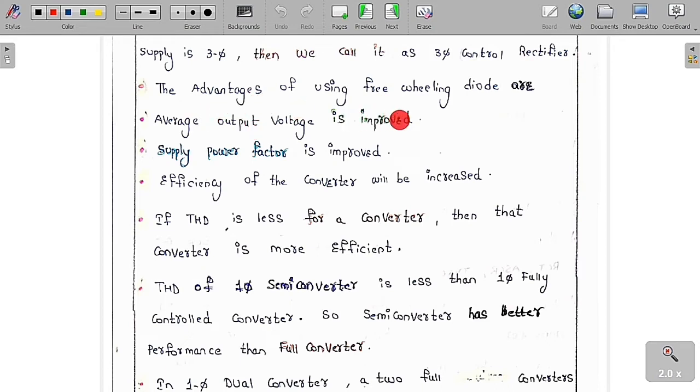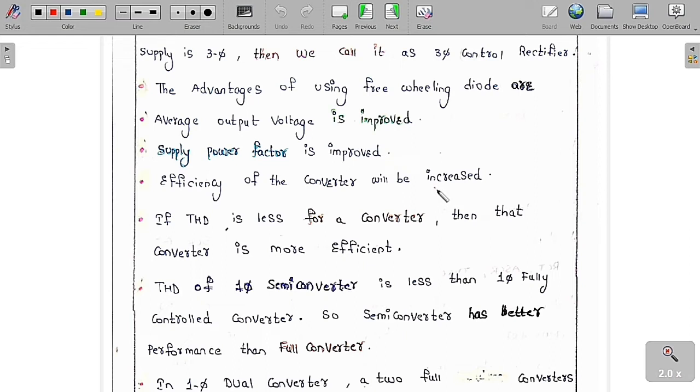The advantages of using the freewheeling diode are: average output voltage is always positive. With the help of the freewheeling diode, the output voltage will always be positive, so the average value of the output voltage also increases. Supply power factor is improved because the supply power factor is directly proportional to V naught average. So as V naught average increases, the input power factor is also improved. Efficiency of the converter will also be increased.